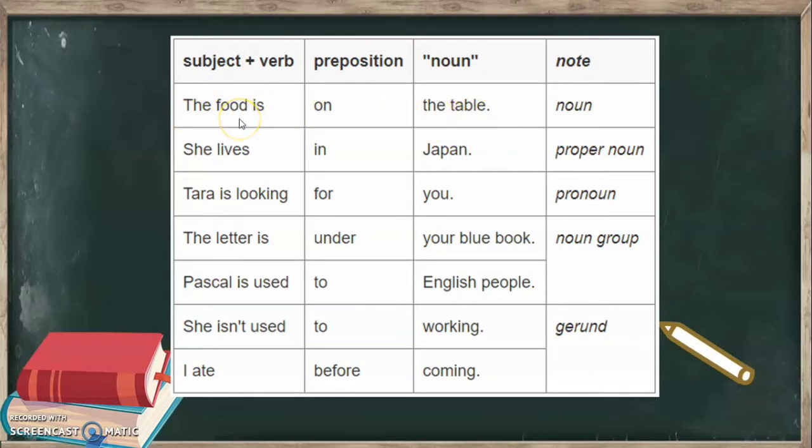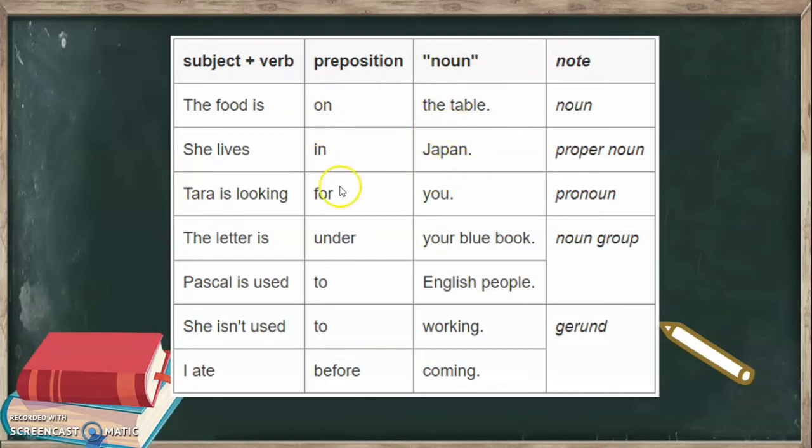The food is our subject, plus the verb is, the be verb. You will know what kind of verb this is if you go back to the video about verbs. Our preposition is on, and the table is our noun. So preposition first and then the noun.